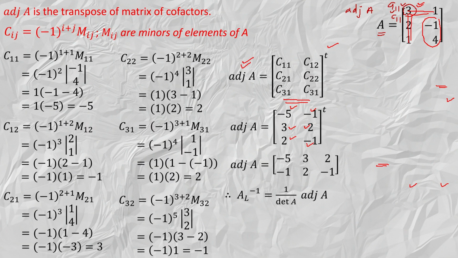Therefore, the left inverse will be equal to 1 over determinant of A into adjoint of A. Replace the values of determinant of A and adjoint of A, and we get AL inverse is equal to 1 over minus 7. The determinant of A is minus 7 and adjoint of A is this 2 cross 3 matrix. In this way, we find the inverse of this 3 cross 2 matrix.